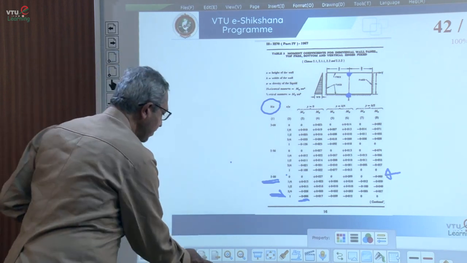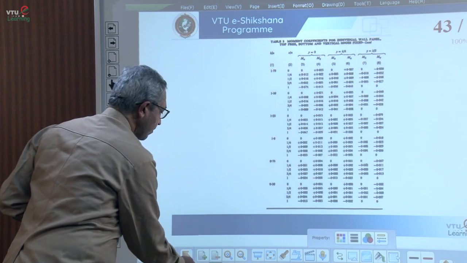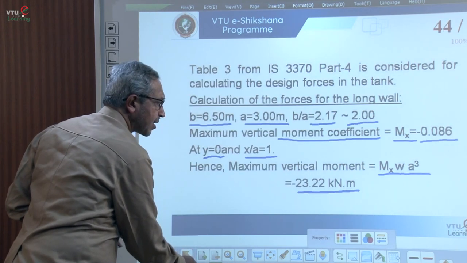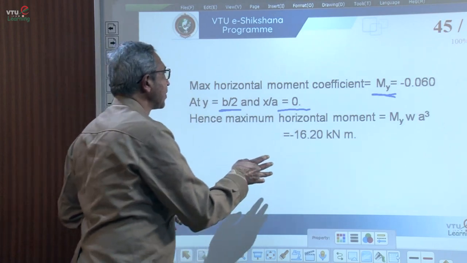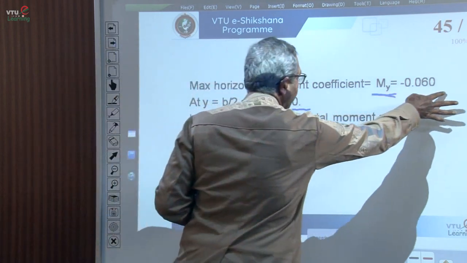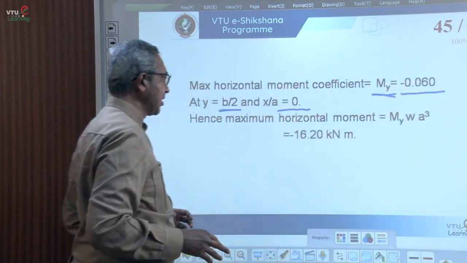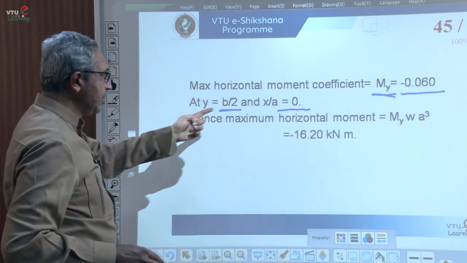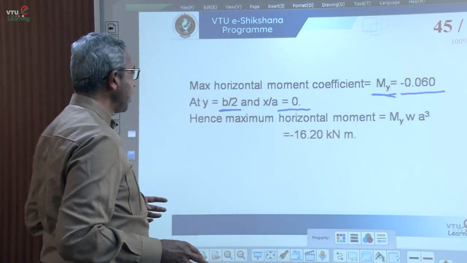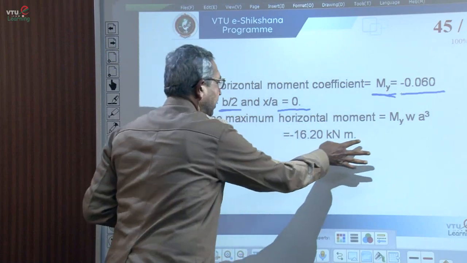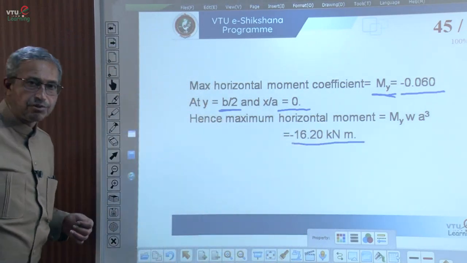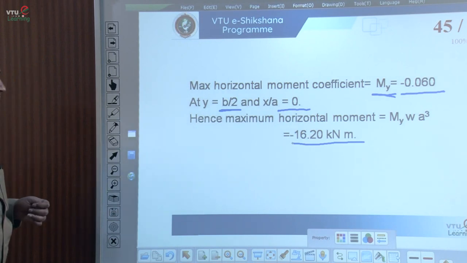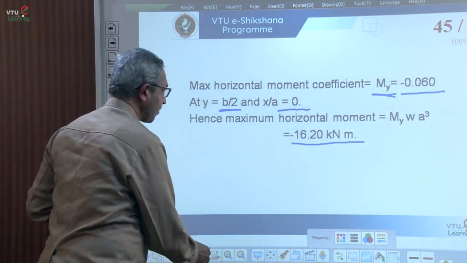This value of coefficient MY was obtained as minus 0.060. On substituting this in the formula, we get the maximum horizontal moment as minus 16.2 kilonewton meter at x by a equal to 0.